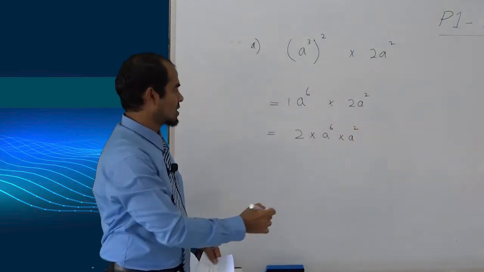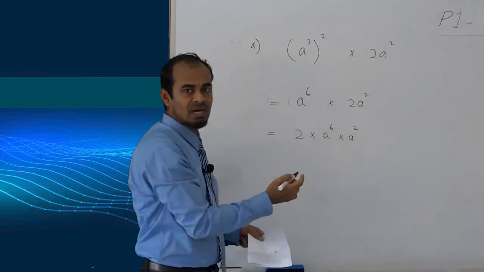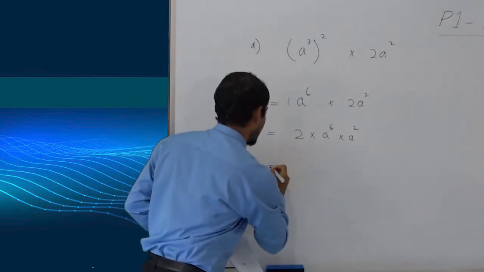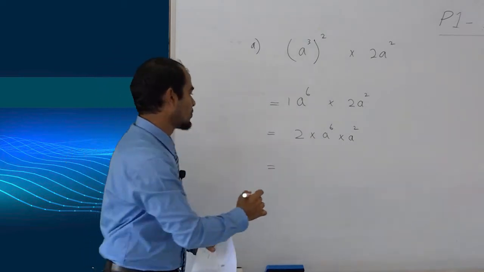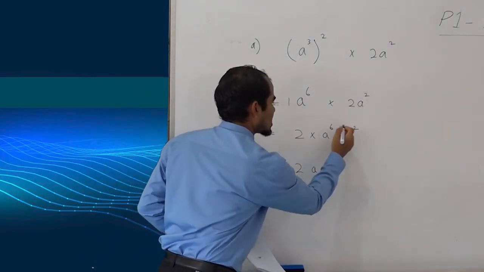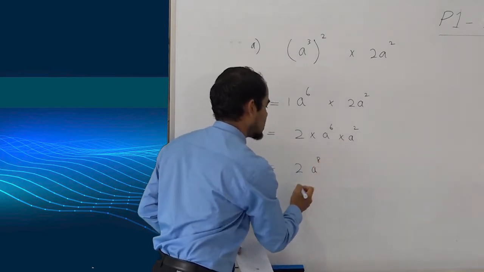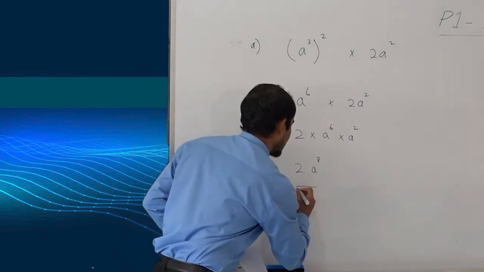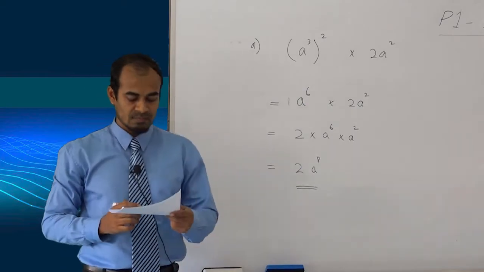So there you have the two initial expressions combined together. We need to finally combine them together. We will get 2a to the power 6 plus 2, which will be 8. So that will be the final expression, the final answer for that.